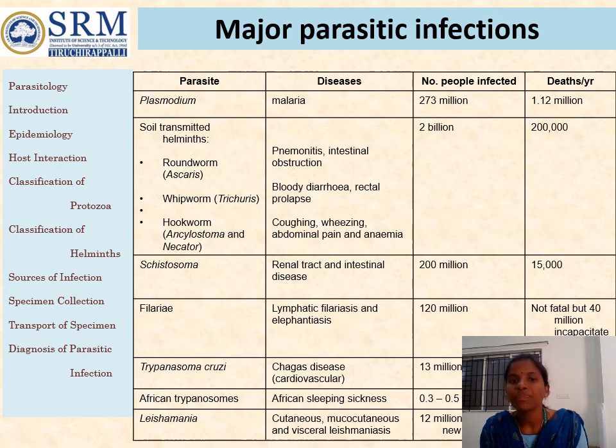And filarial worms. The filarial worms cause lymphatic filariasis and elephantiasis. 120 million people can be affected by filarial worm infections. And then Trypanosoma causes Chagas disease, especially cardiovascular disease, caused by Trypanosoma cruzi. And African trypanosomes cause African sleeping sickness, and Leishmania causes cutaneous and mucocutaneous leishmaniasis infection.